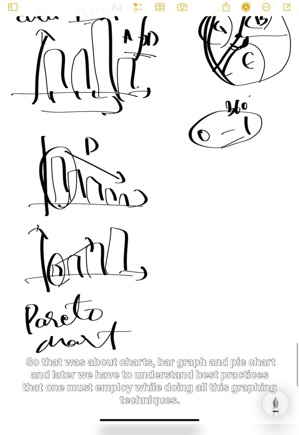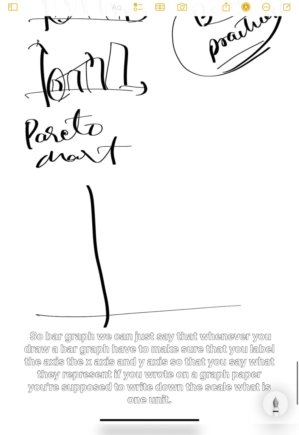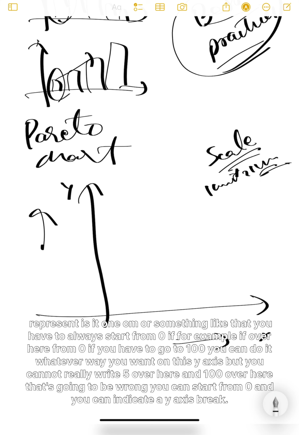And later we have to understand best practices that one must employ while doing all these graphing techniques. For a bar graph, whenever you draw one, you have to make sure that you label the axes, the x-axis and y-axis, so that you say what they represent. If you do it on graph paper, you're supposed to write down the scale. What does 1 unit represent? Is it 1 centimeter or something like that? You have to always start from 0. If, for example, from 0 you have to go to 100, you can do it whatever way you want on this y-axis, but you cannot really write 5 over here and 100 over here. That's going to be wrong.